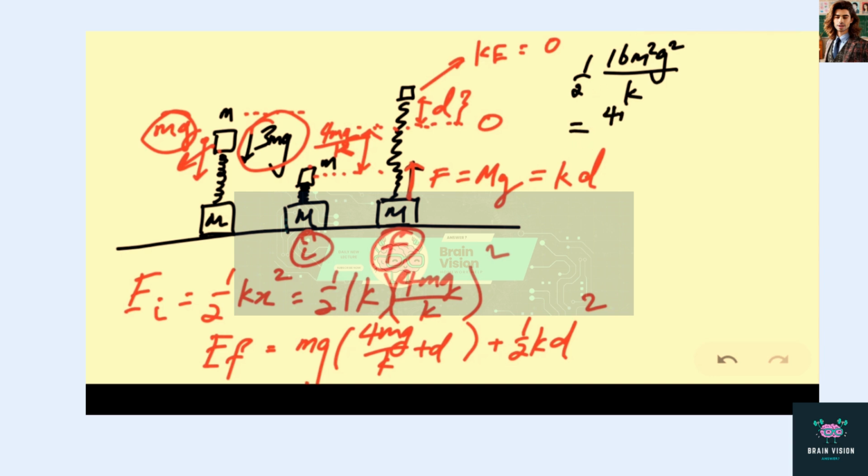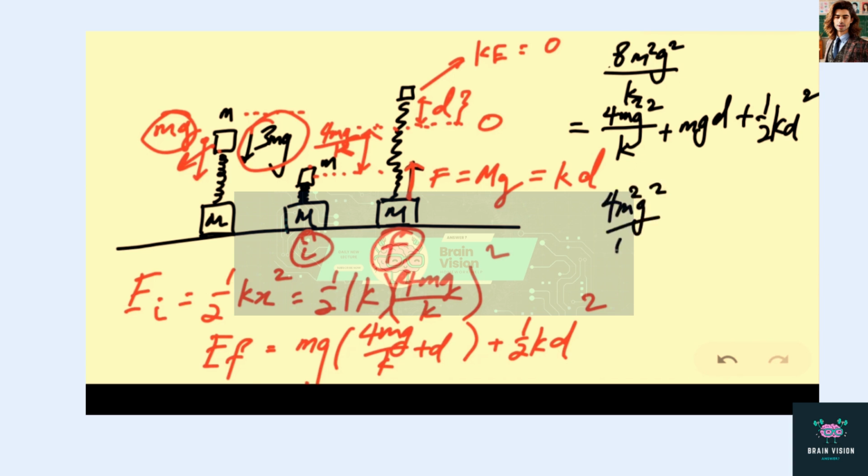It's given as 4 m squared g squared over k plus mgd plus half kd squared. Putting all the terms with only m squared g squared over k to the left, this is actually 8, so we can have 4 m squared g squared over k equals mgd plus half kd squared.